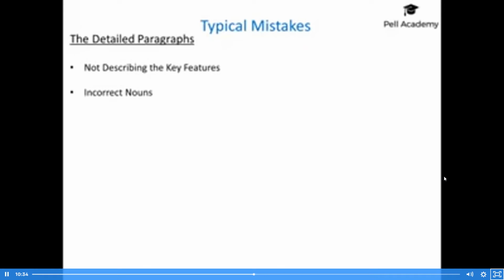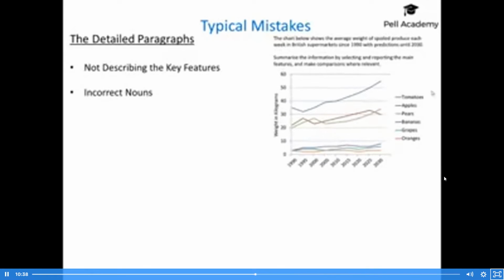Incorrect nouns. Now this is a typical one. So let's say in our chart here, the first category is tomatoes. So some people would like to say that overall tomatoes went up. To say tomatoes went up is like a kind of magic wizardry of some description where the tomatoes are flying in the sky. Again, there's much more going on than this.